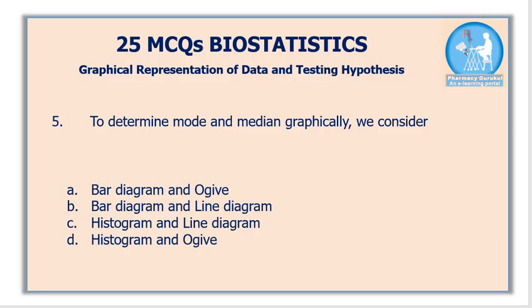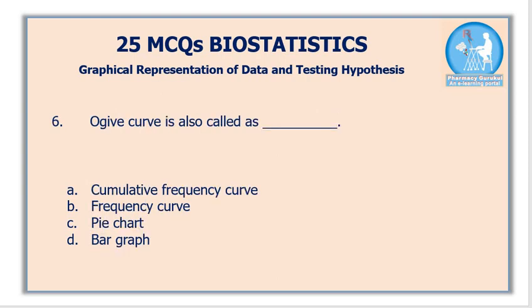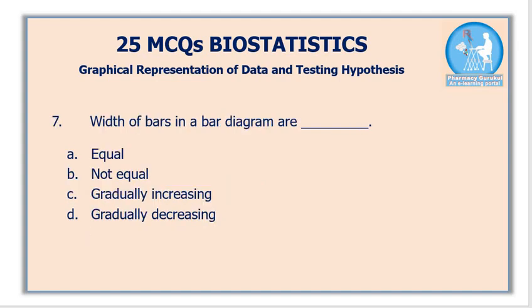Question number 5. To determine mode and median graphically, we consider, and the correct answer is option D, histogram and ogive. Question number 6. Ogive curve is also called as, and the correct answer is option A, cumulative frequency curve. Question number 7. Width of bars in bar diagram are, and the correct answer is option A, equal.